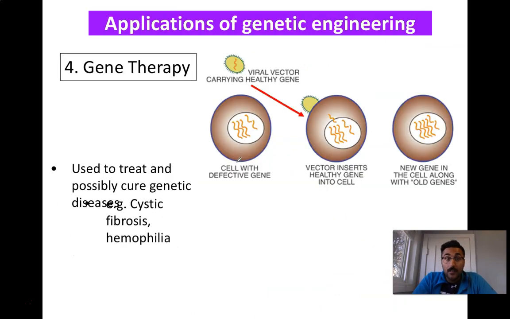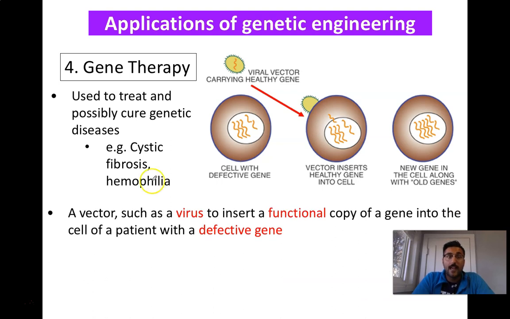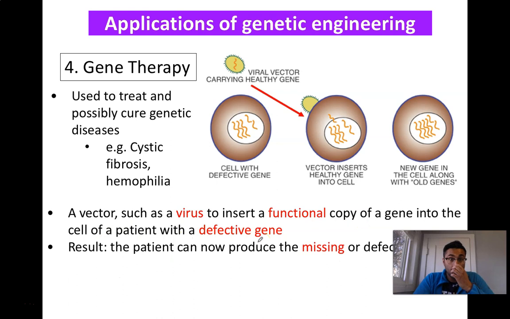Gene therapy is important, used to treat and possibly cure genetic diseases, like hemophilia or cystic fibrosis, which could be cured or at least treated through genetic engineering. It's a huge area of research in medicine. And again, we'll bring up that transgenic idea. A vector, such as a virus, is used to insert a functional copy of a gene into a patient that has a defective gene. The result is that the patient can now produce the missing or defective protein.